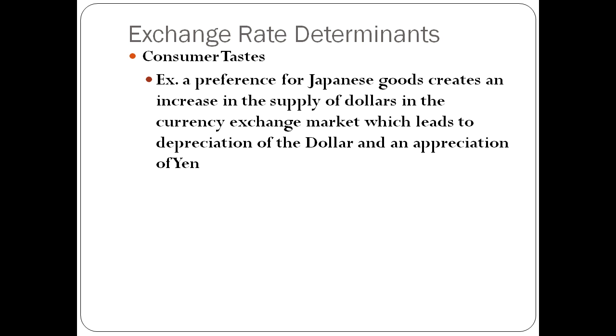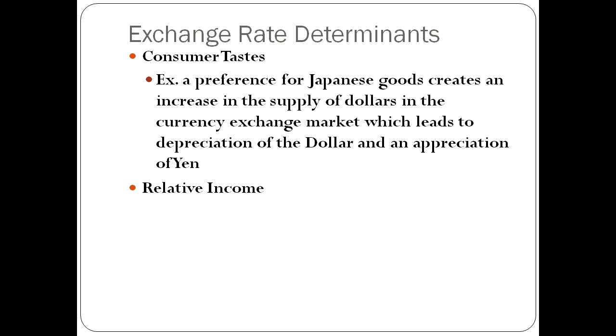For example, a preference for Japanese goods creates an increase in the supply of dollars because people are supplying dollars to get yen. So they are supplying dollars in order to demand yen in the currency exchange market, which leads to a depreciation of the dollar and an appreciation of the yen. So once again, you have a preference for Japanese goods, which means people are buying those Japanese goods, so they need to supply their dollars in order to demand yen to buy those Japanese goods. So the dollar depreciates and the yen will appreciate.